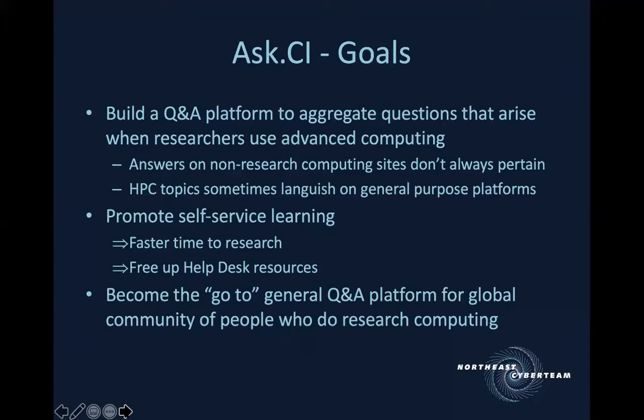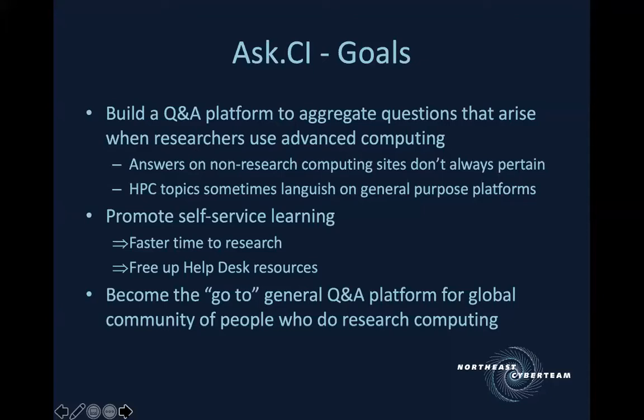And why do this when we have Stack Exchange out there? There's really two key reasons. One, often the answers that you find on a lot of other Q&A platforms out in the public domain don't necessarily pertain to research computing specifically. There are sometimes very different answers if you're asking a question from the point of view of running on a cluster than on your laptop. So we thought it would be really helpful to aggregate those topics here.